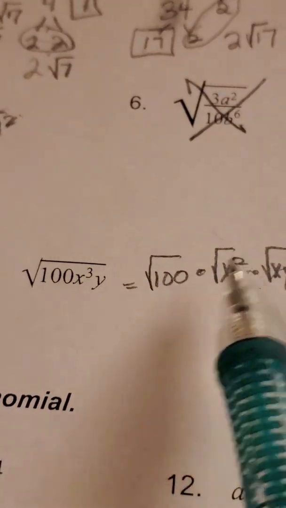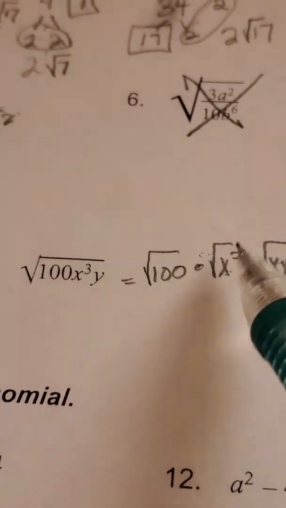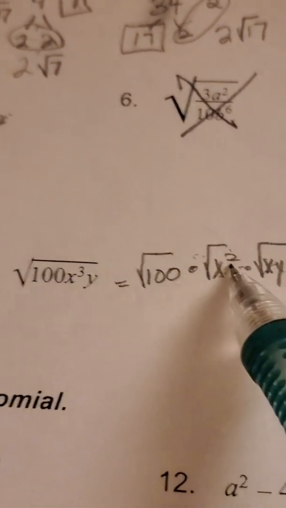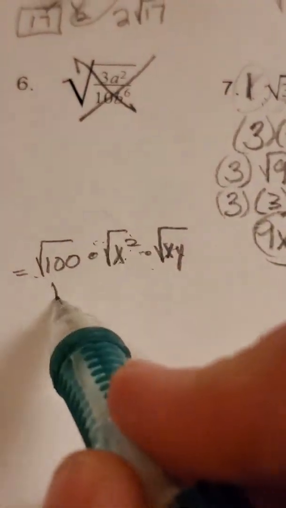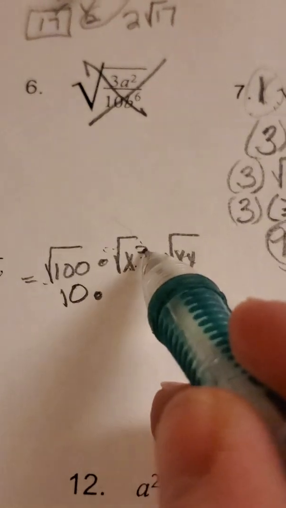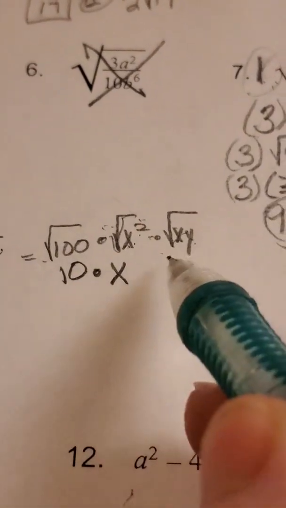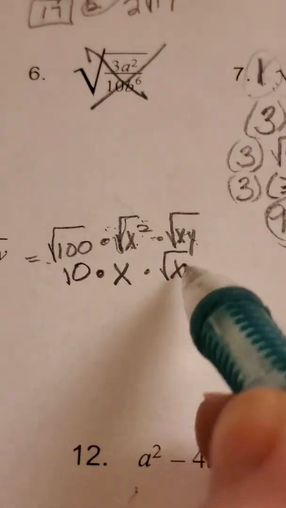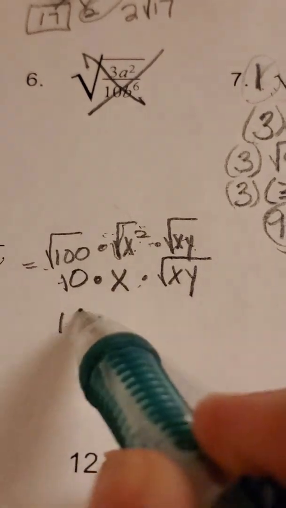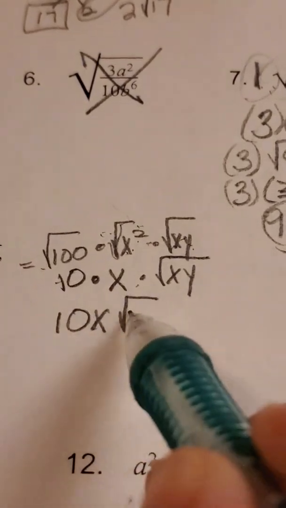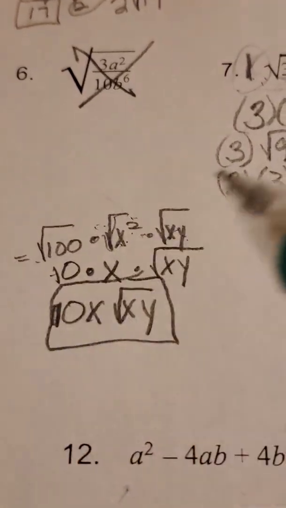The reason I pulled it out is because if I put this in exponential form, it would be x to the 2 over 2, which is just x. So, square root of 100 is 10 times x squared, the square root of x squared is just x. And then the square root of xy just has to stay as the square root of xy. That can't be reduced any further. So, on the outside we have 10x, and then under the radical we have xy.